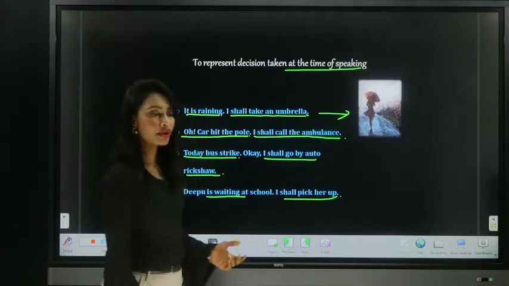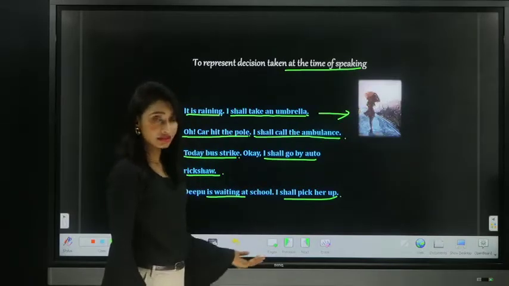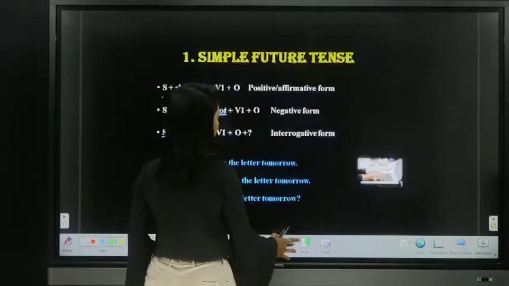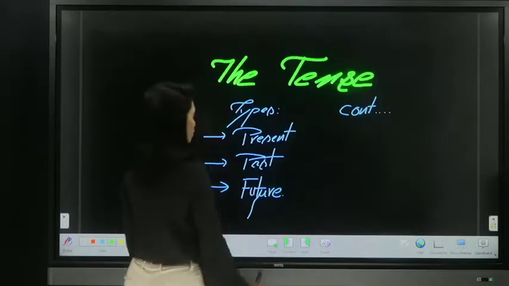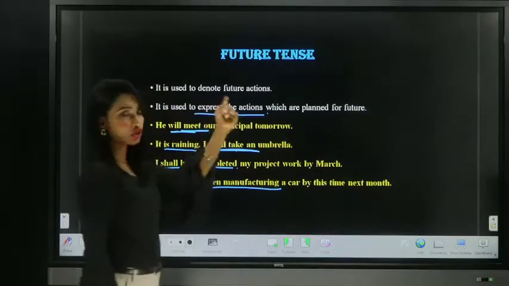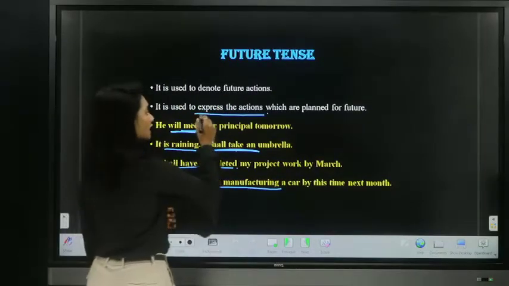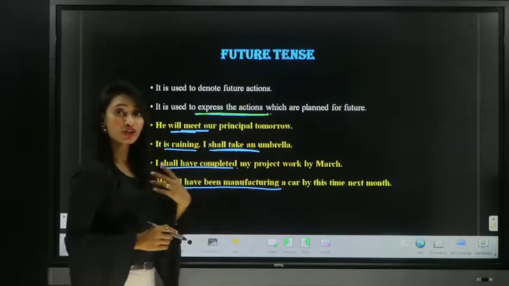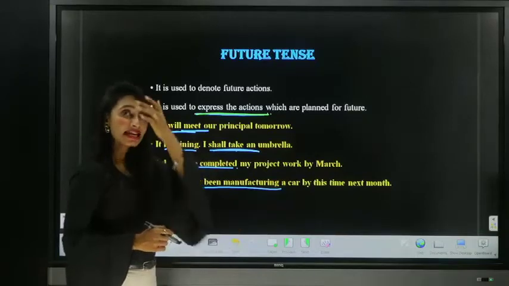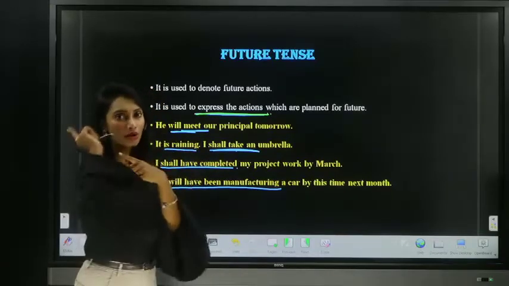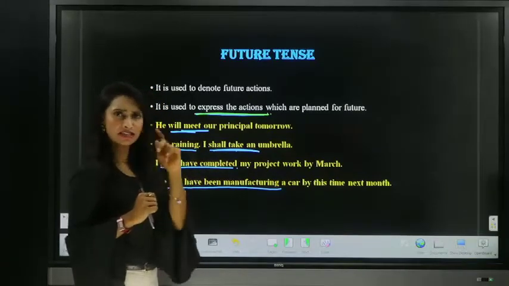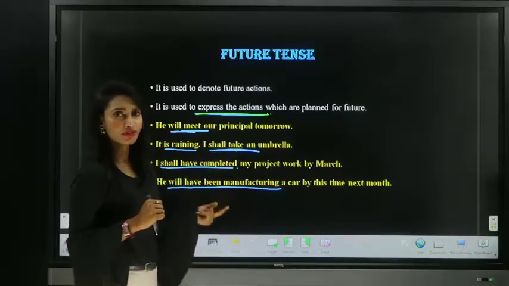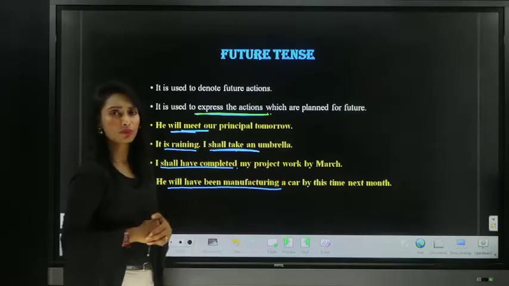All right, let me give you a brief recap of what we have discussed so far. We are discussing future tense today, and we use future tense only to denote future actions. It is used to express the action which is planned for the future. That means it has no connection with present or past. And in future tense, we have four forms just like present and past, which we discussed yesterday. That is simple future, future continuous, future perfect, and future perfect continuous.